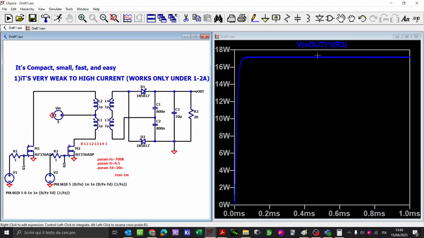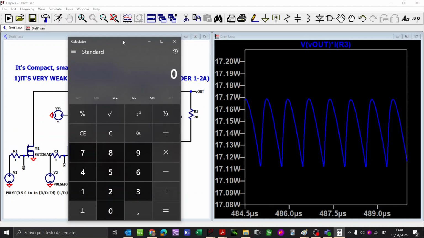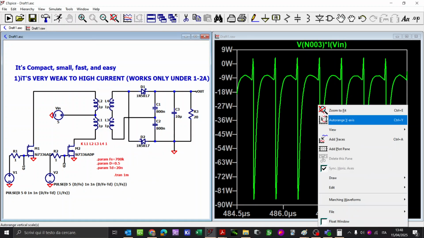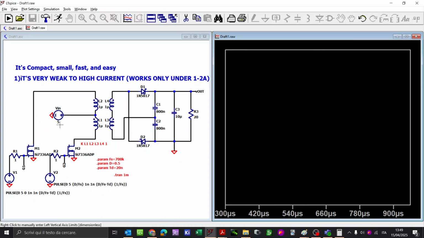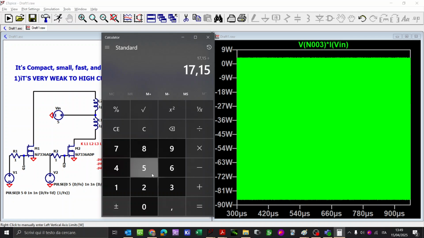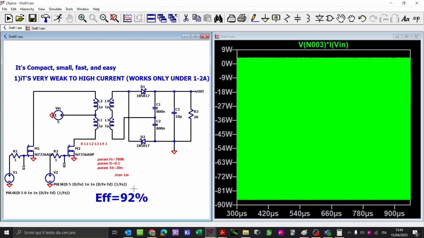Let's calculate efficiency. So we have 17.15. Let's put the calculator. 17.15 over... Oh, there are some spikes here, so let's use all this range here. Over 18.70. So, the efficiency is 92%. This is good. So, it's very efficient, small, compact. It is switching, of course.